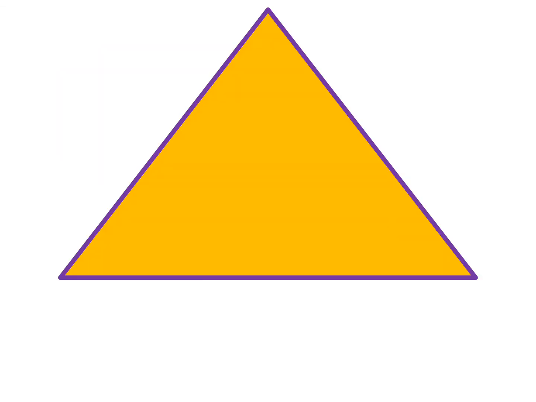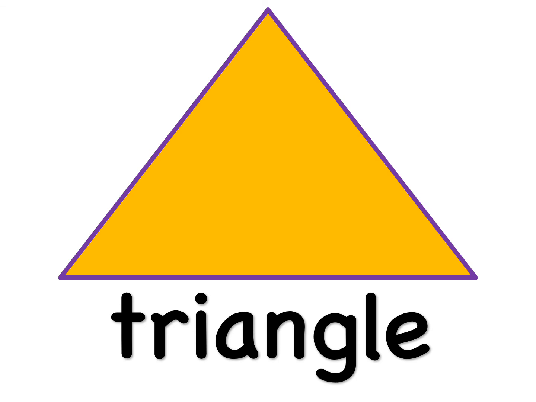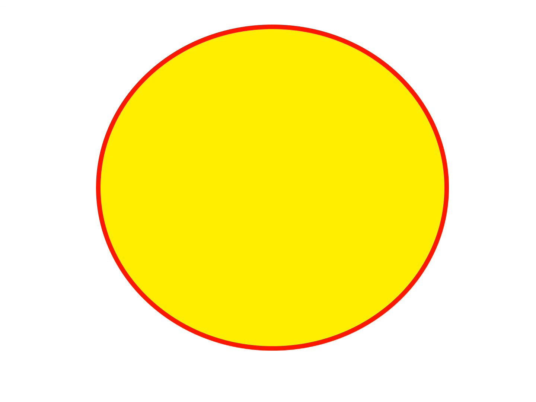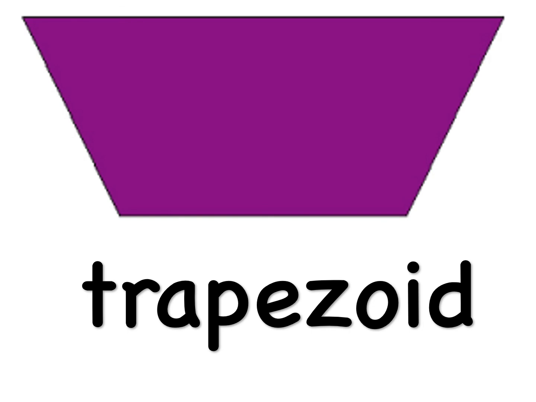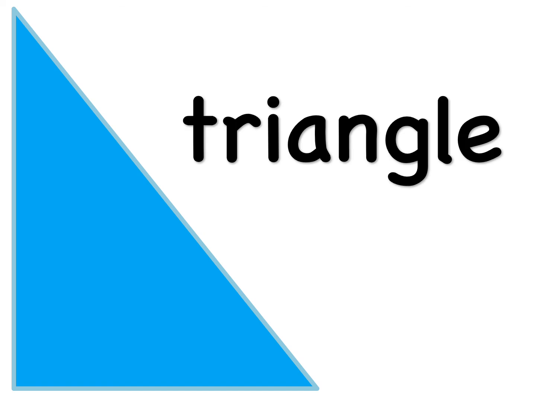Here's the next one. What's that? Triangle. Here's the next one. That's a circle. Very good. Here comes the next one. That's a trapezoid. Here's our next one. Triangle. Very good.